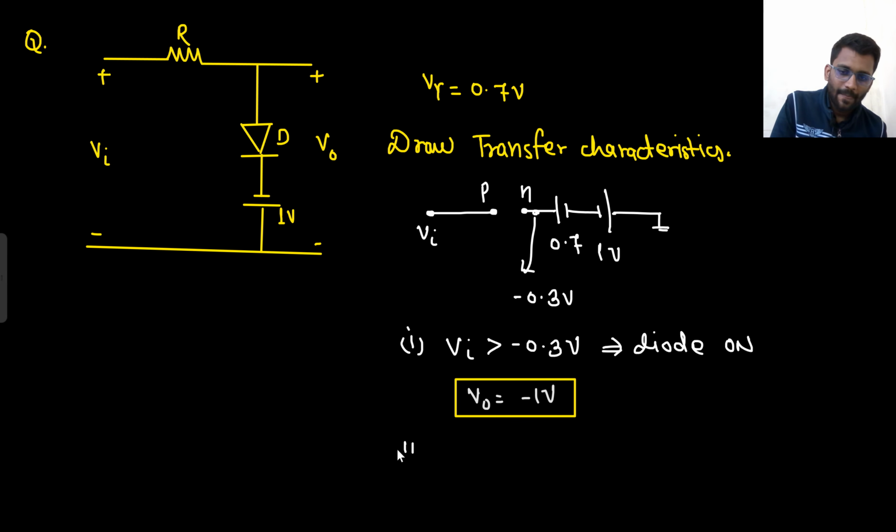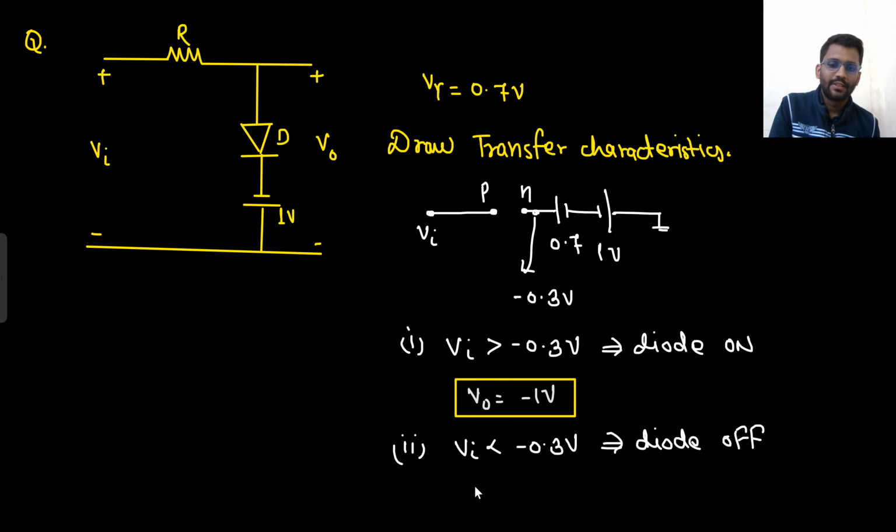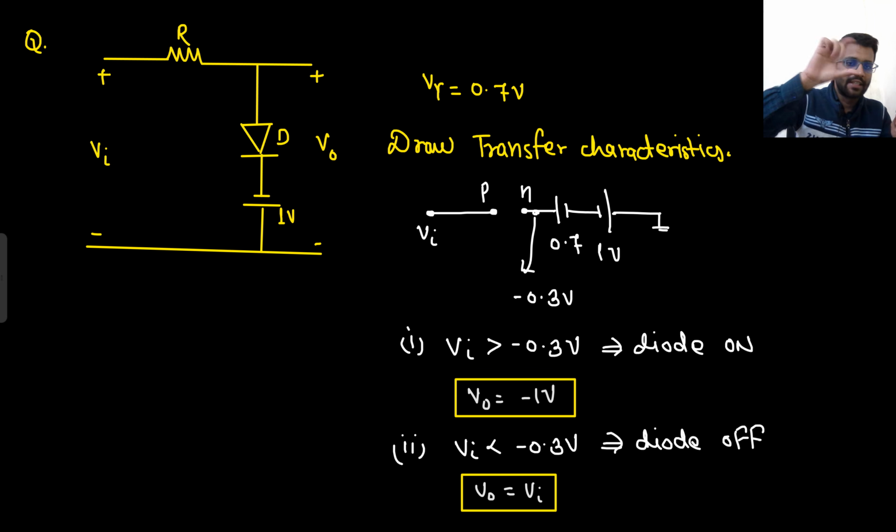Now secondly, when V in is less than minus 0.3 volt, tell me what will happen to diode? Diode will be off. And if diode is off, what will happen? Tell me. V out will simply be equal to V in, right? Why? Because diode will be off and complete V in will be coming towards the V out, right? Diode is off, no current through the resistor. So V out will simply be equal to V in.